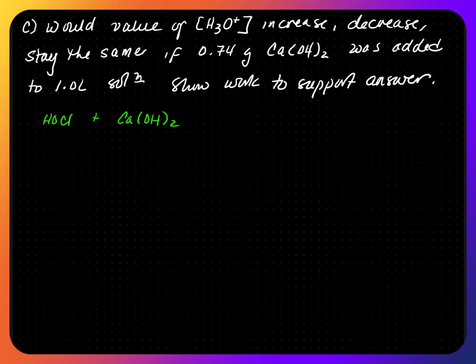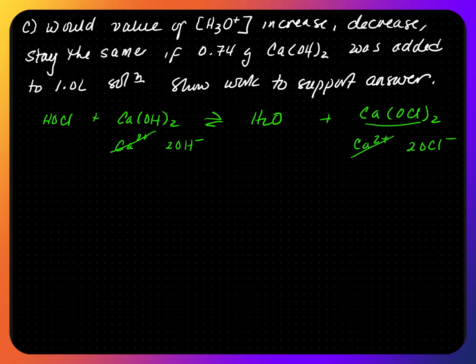This is going to be a double replacement reaction. H2O plus Ca(OCl)2. Since calcium hydroxide is a strong base, it breaks down into Ca2+ and 2 OH minus. This is also soluble, so it's going to break down into Ca2+ and 2 OCl minus. Since the calcium ions are spectator ions, they cancel out.